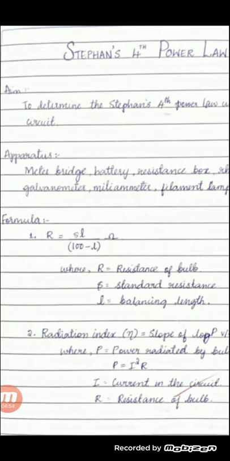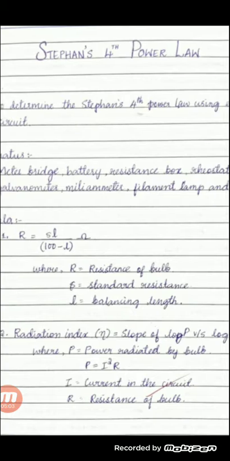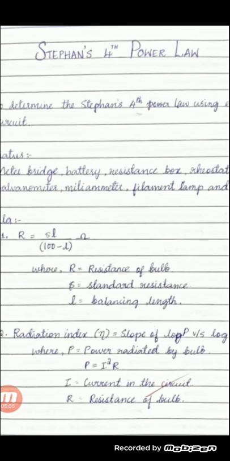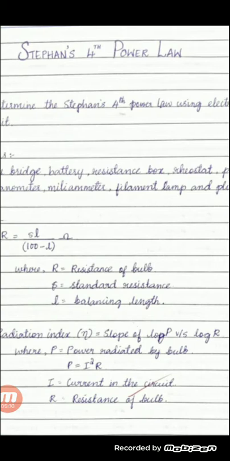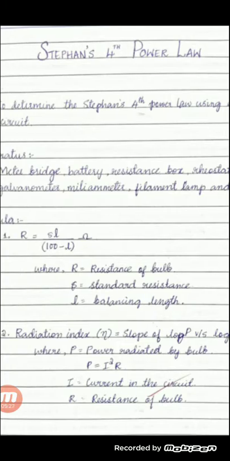Here there are two formulas we are going to use. One is to find the resistance and another is the radiation index. The radiation index can be calculated from the slope of log P versus log R. If we plot a log P versus log R graph, we will get a straight line. By using that straight line, find the slope. That slope will give you the radiation index value.